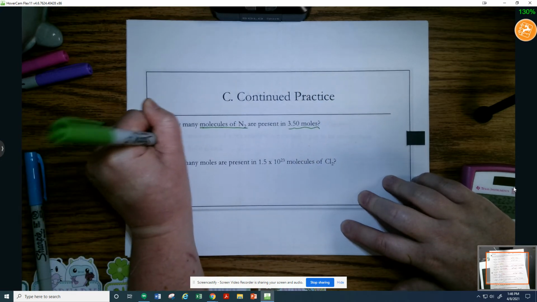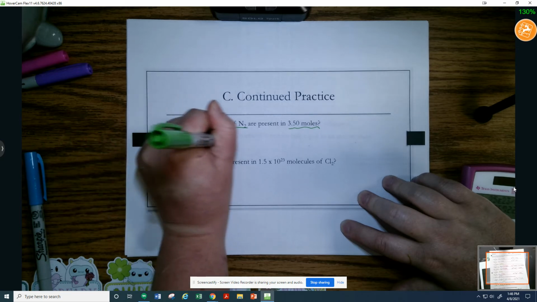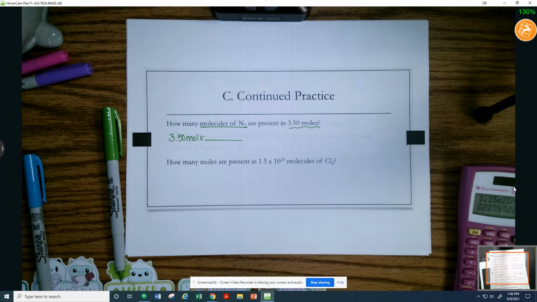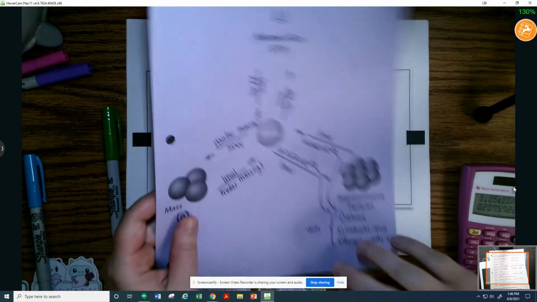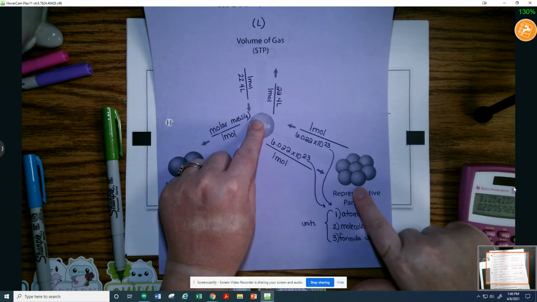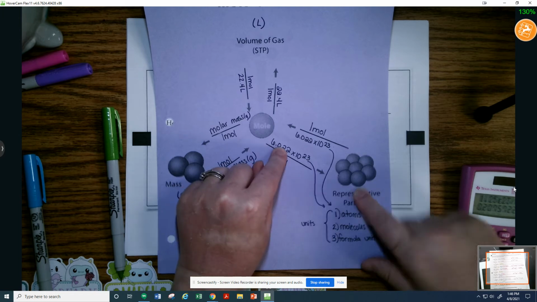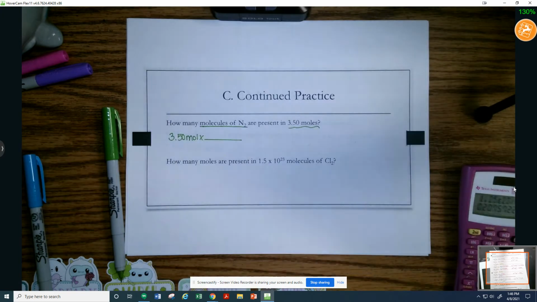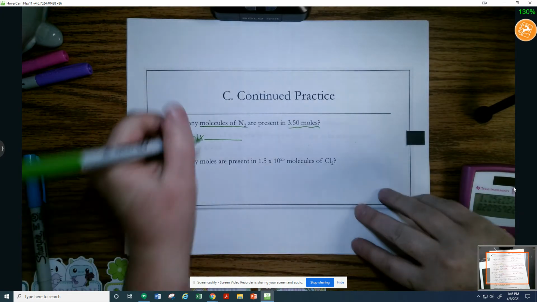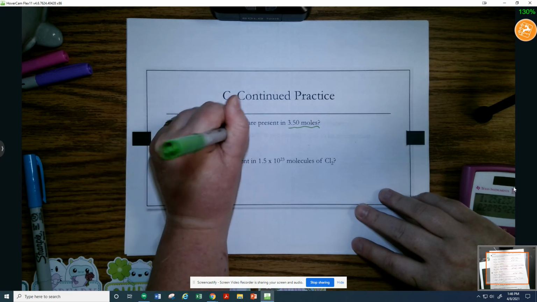You start by writing your given, set up a place for a conversion factor to go. You can utilize your mole roadmap. We have moles. It wants molecules, which is a type of representative particle. So to get there, moles goes in the bottom, Avogadro's constant goes in the top. Again, we need units to cancel. So 6.022 times 10 to the 23rd.